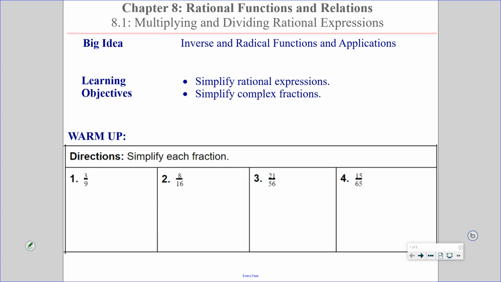Okay, yes, we do skip chapter 7. We're going into chapter 8. Their warm-up was to simplify these fractions. Okay, number 1, what does that simplify to? 1/3. How do you get that?